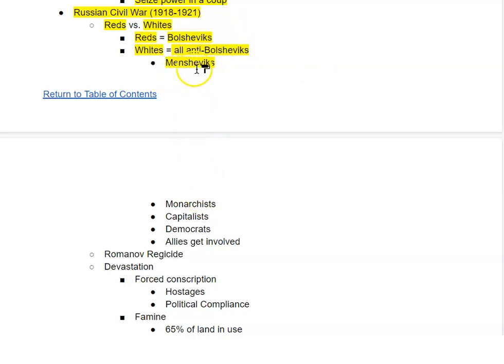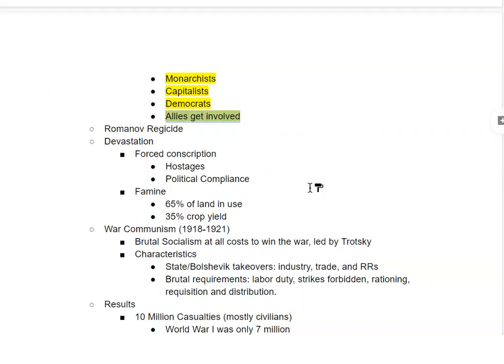The white Russians included Mensheviks, who were socialists themselves, monarchists, those who wanted the Tsar or Tsarevich back, people who opposed communism, and those who were simply capitalists, the Democrats, not the political party, but the political position of democracy, of a republican form of government. Even the former Allied powers, France, Britain, and the United States, sent small expeditionary forces to Russia to try to prevent the Red Russian takeover, but they ultimately failed.